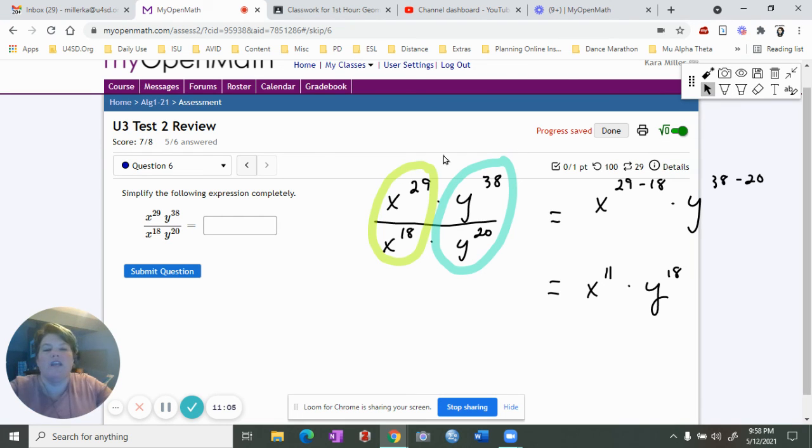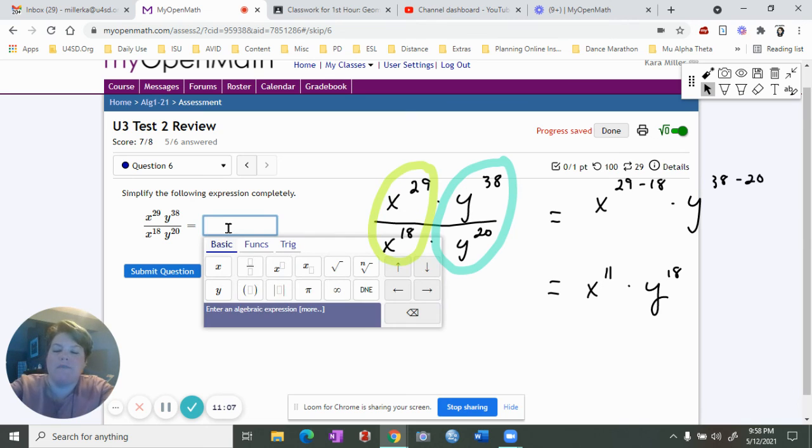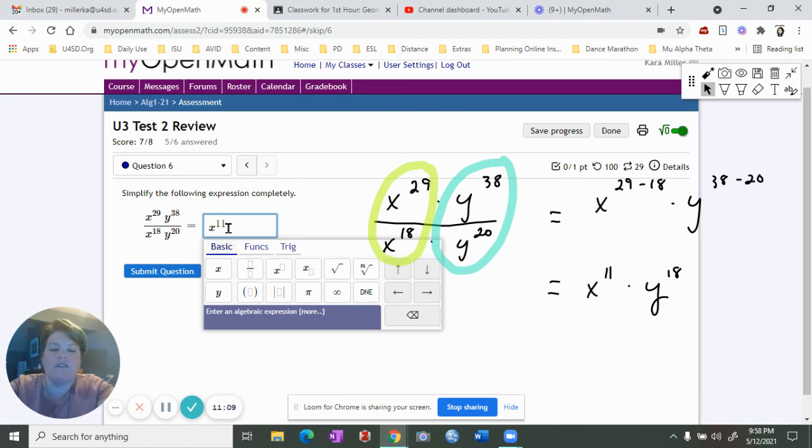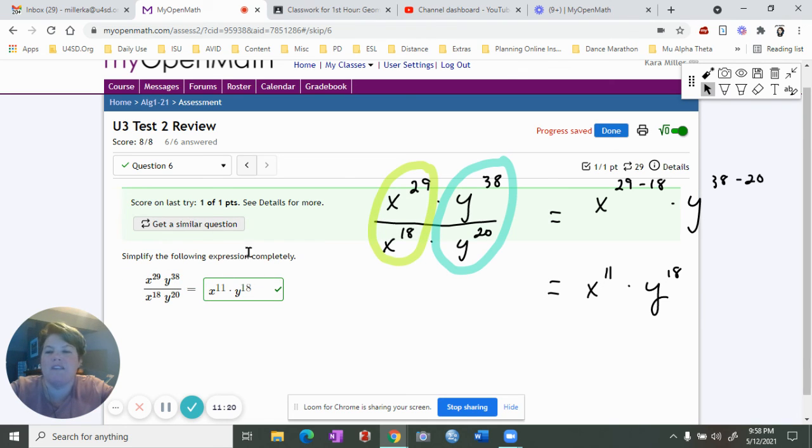So I come over here, and that's what I type into the box. X to the 11th times, Shift 8 gets you that multiplication symbol, y to the 18th. And we submit. There we go. That's your test review.